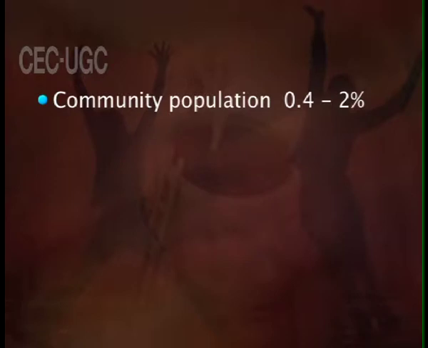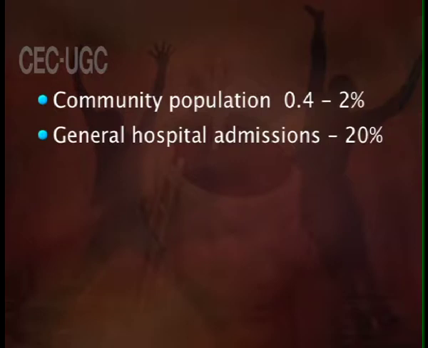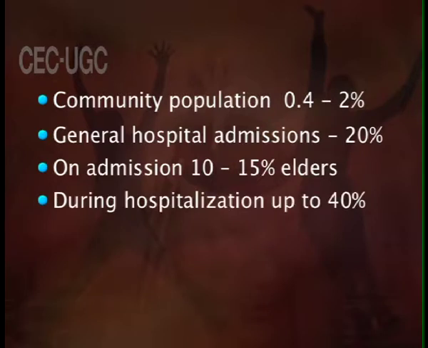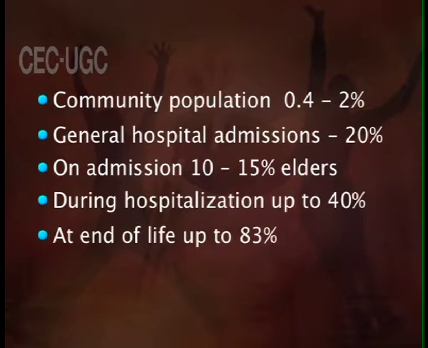Let us now look at the epidemiology figures. The prevalence depends upon the population. It's usually greater in medical or surgical populations according to researchers. In the community population, you see it only about 0.4 to 2%. In general hospital admissions, on admission 10 to 15% of the elders, and during hospitalization up to 40% are said to show delirium. And at the end of life, about 83% of people are said to demonstrate delirium.